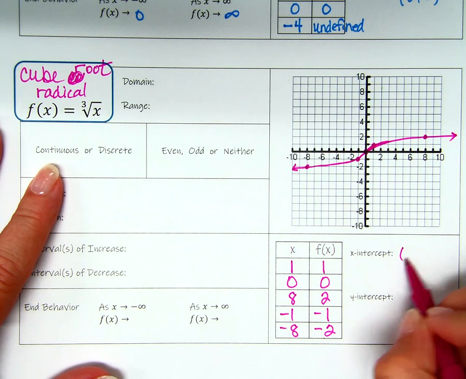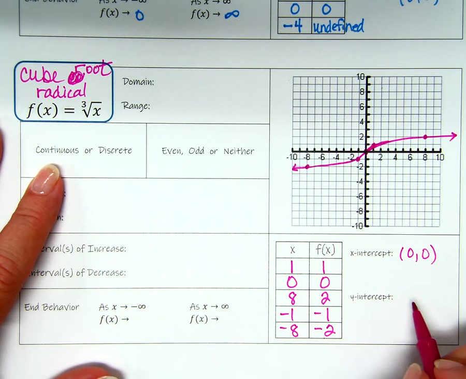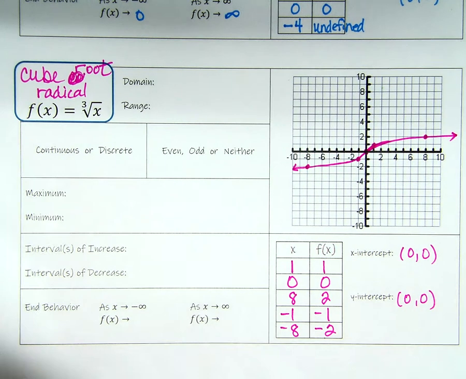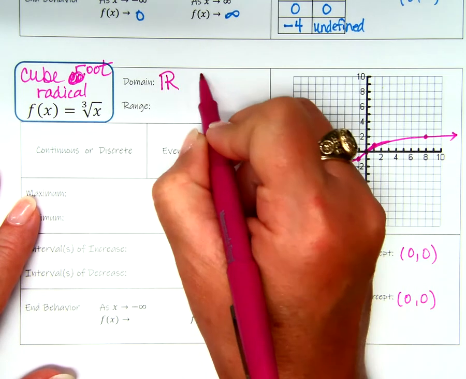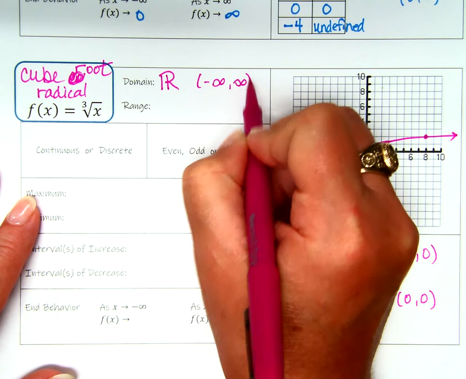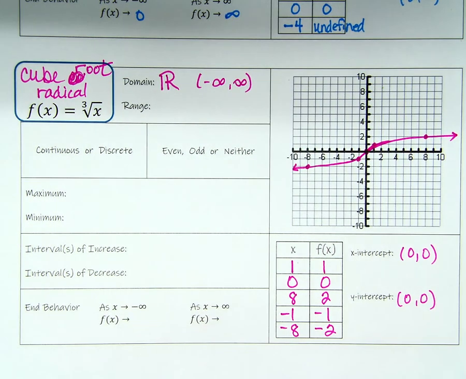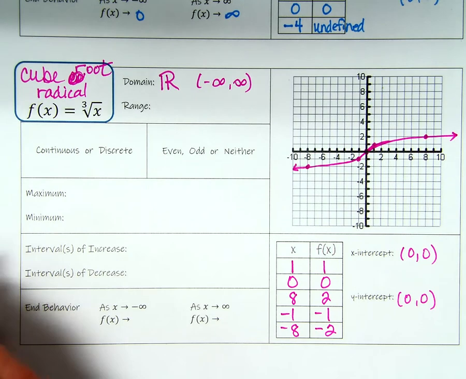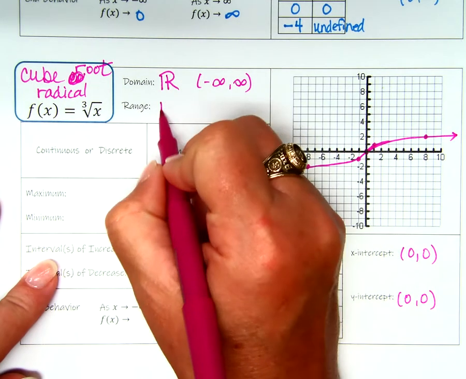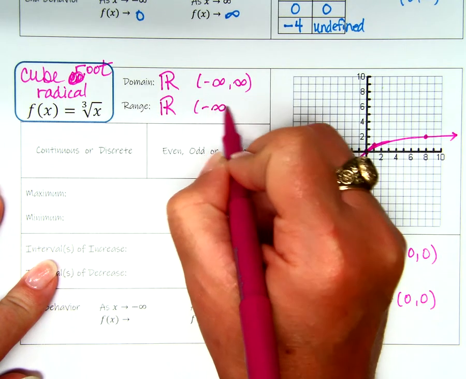X-intercept. 0, 0. Y-intercept. 0, 0. Okay, excellent. Domain. How far to the left does it go? How far to the right does it go? So, all real numbers and negative infinity to positive infinity, right? Okay. Range. How far down does it go and how far up does it go? All real numbers. Good. Negative infinity to positive infinity.